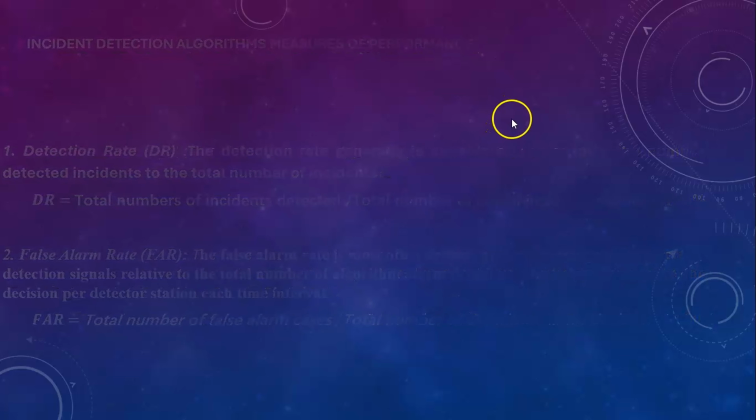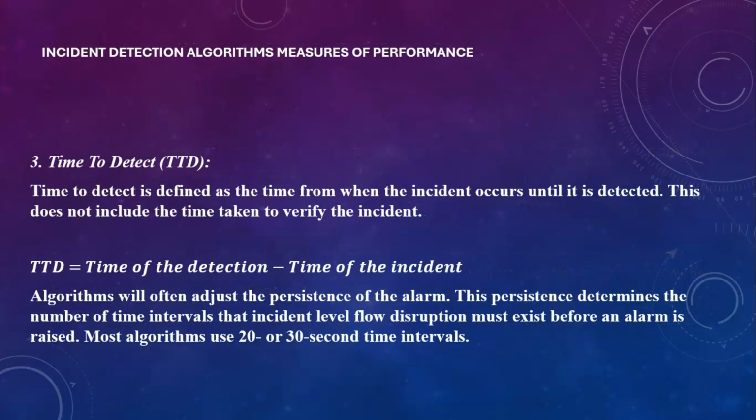The last part of this is what we call the time to detect. The time to detect is the amount of time taken by the algorithm to identify an incident, from the moment it occurs until it is detected. Like from what we have in this slide, it says TTD, which is the time to detect: the time of the detection minus the time of the incident.